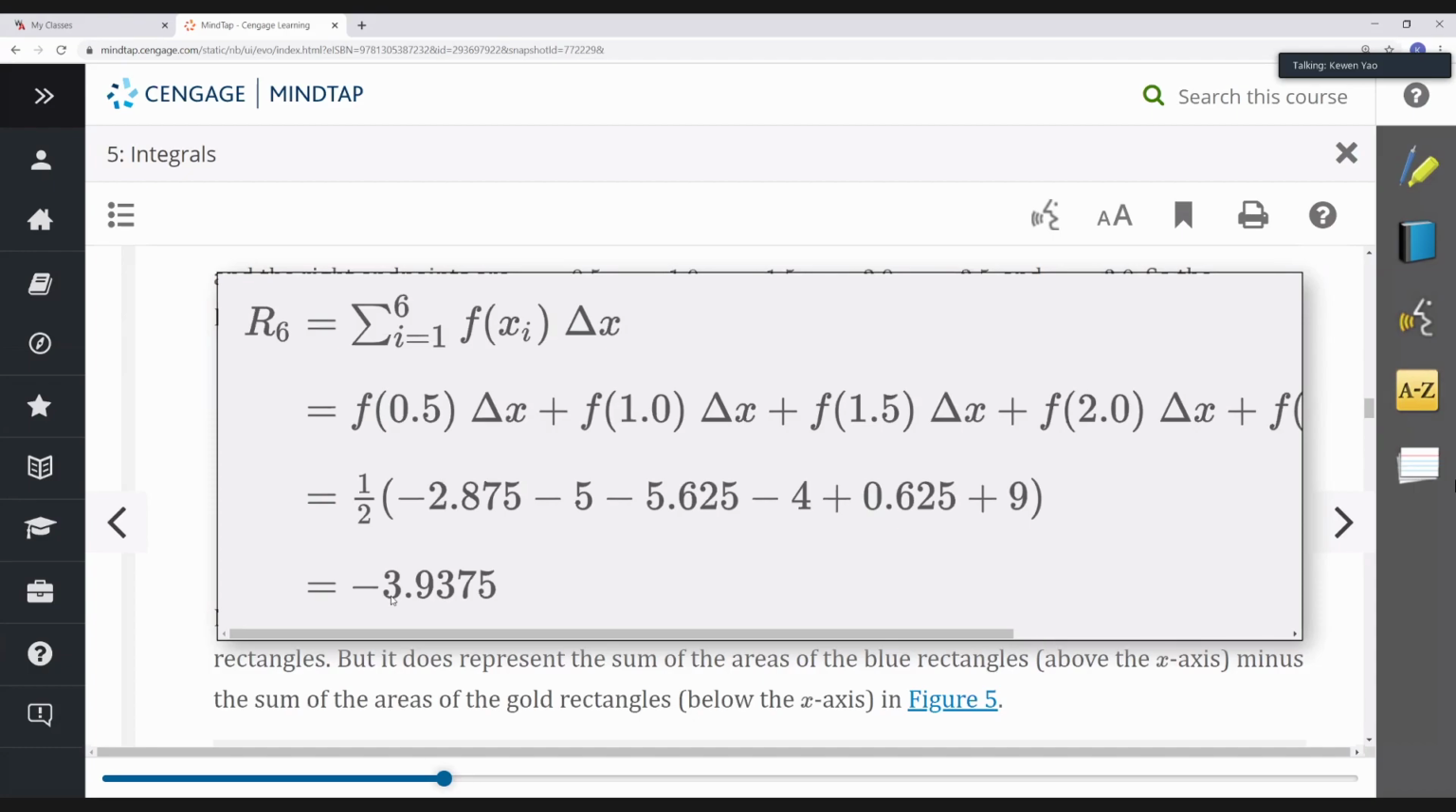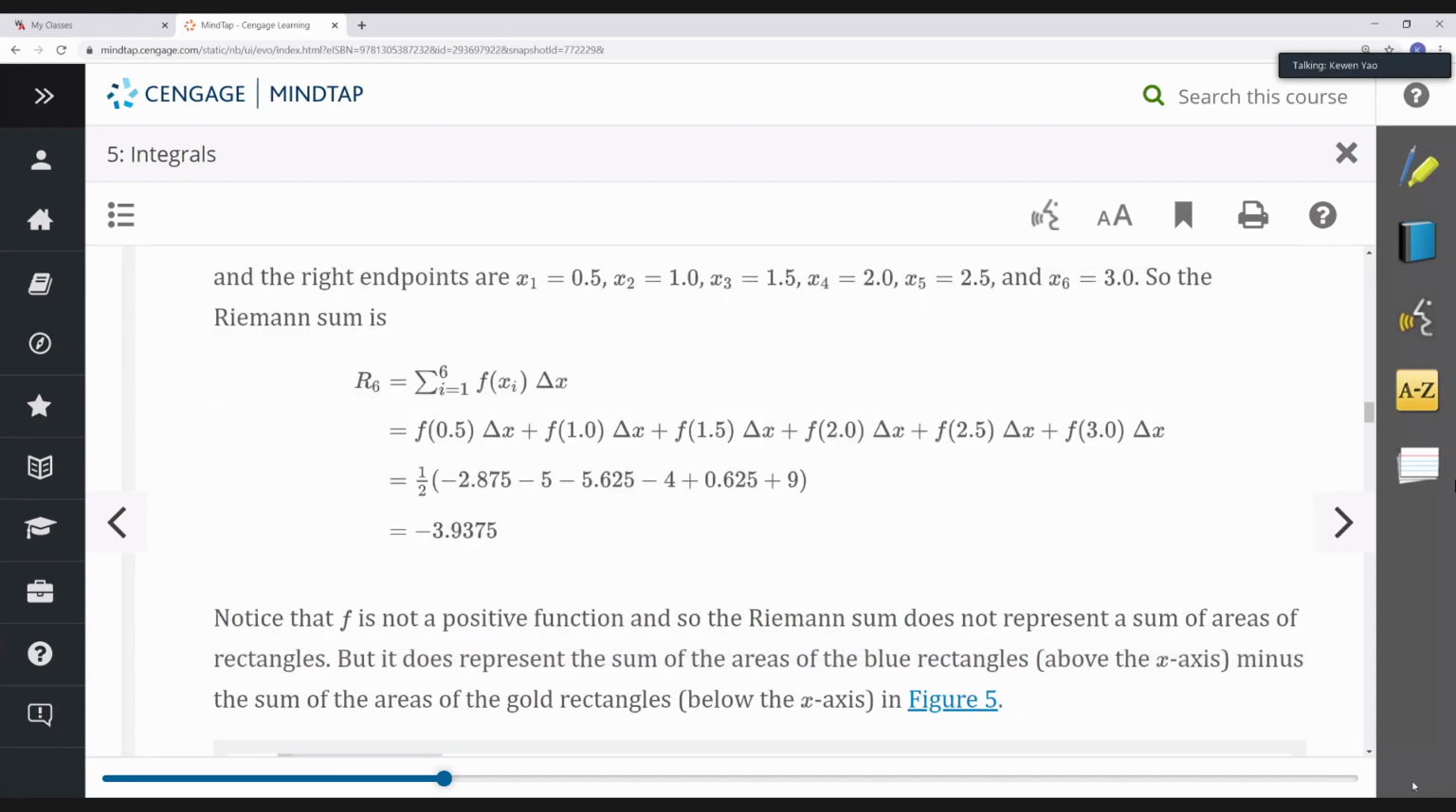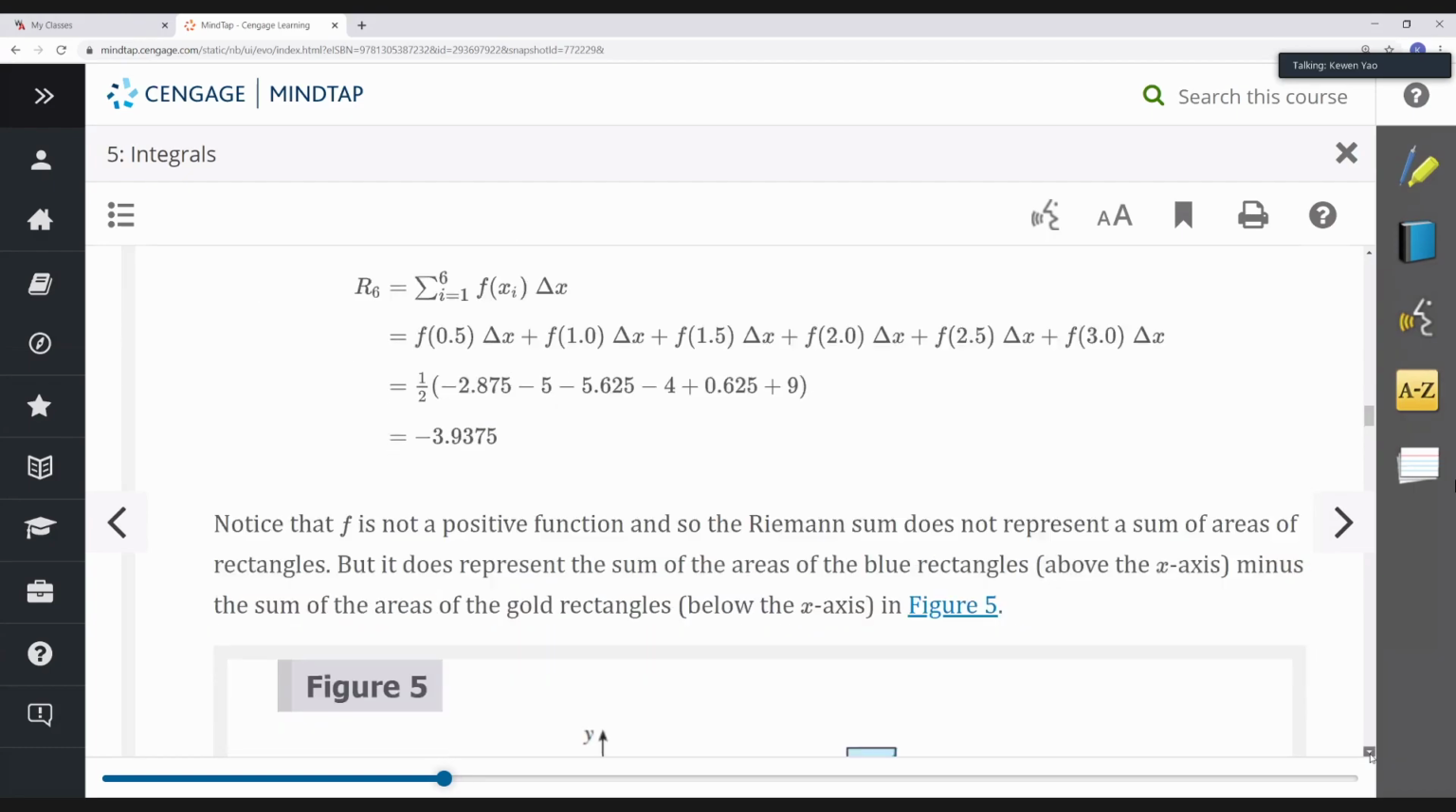So R6 is this number. This is called the Riemann sum with n equal to 6, with the points being the right endpoints for each subinterval. So this is our R6. Now, what's next? We have to evaluate.